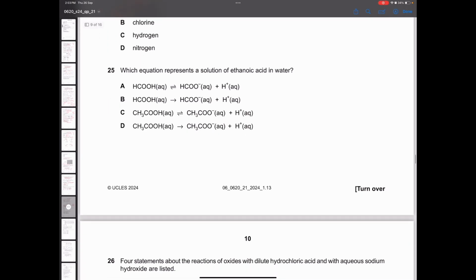Which equation correctly represents the solution of ethanoic acid in water? We know that ethanoic acid is a weak acid, first of all. So it will partially dissociate and the symbol should be equilibrium symbol. So only in option A and C equilibrium symbol is there. Now we simply need to check, is this ethanoic acid? No, it has only one carbon. Ethanoic is 2 carbons. So equation C is the correct one here.